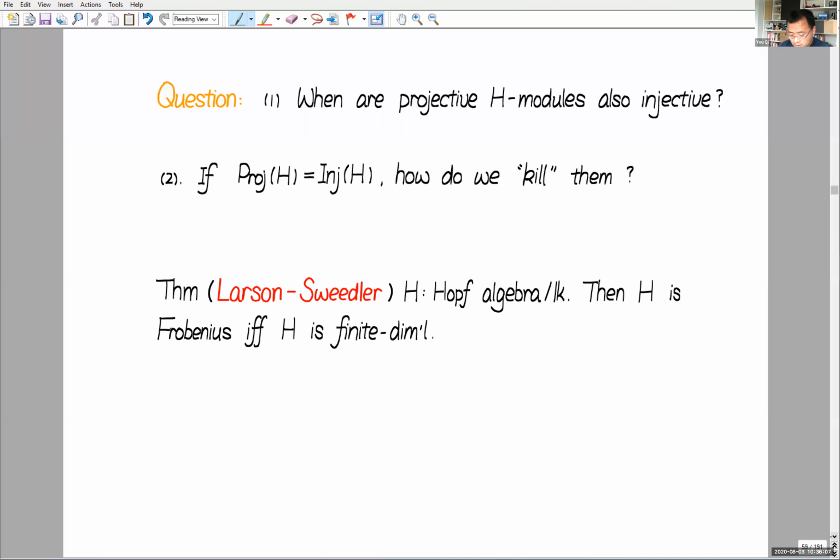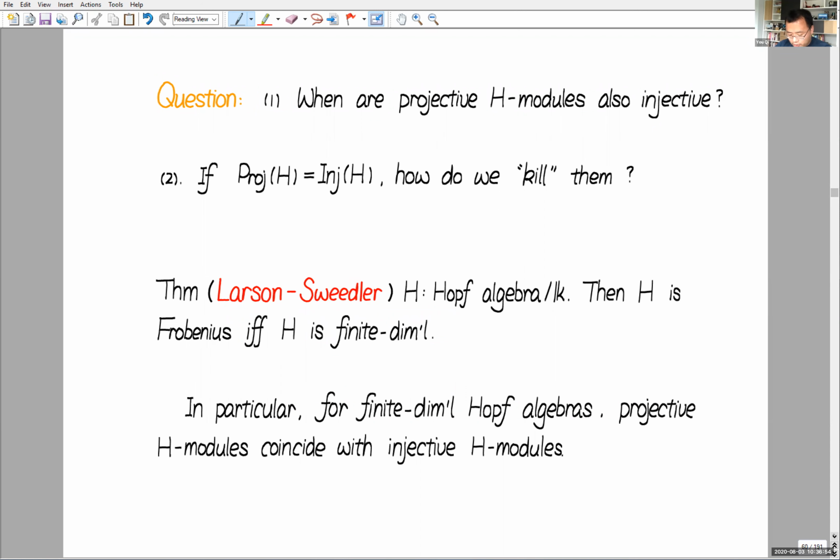Okay. So to do this, I want to quote a very classical theorem of Larson and Sweedler that goes back to the 1960s or 70s that says that if you have a Hopf algebra H over the ground field K, then H is Frobenius if and only if H is finite dimensional. So being Frobenius just means, as the cohomology ring of compact Lie groups, there is Poincaré duality there. So there is a non-degenerate trace map from H to the ground field. So you can turn projectives into injectives. You can make projectives dual isomorphic to an injective. This is what Frobenius means.